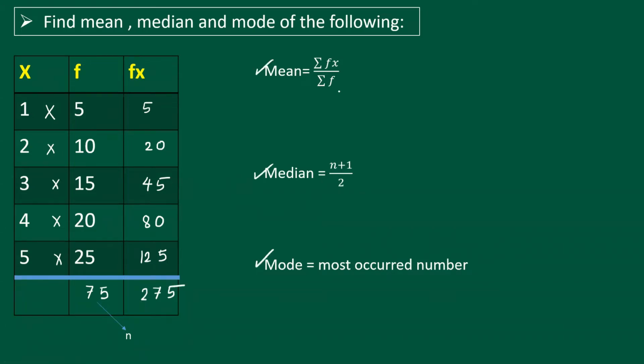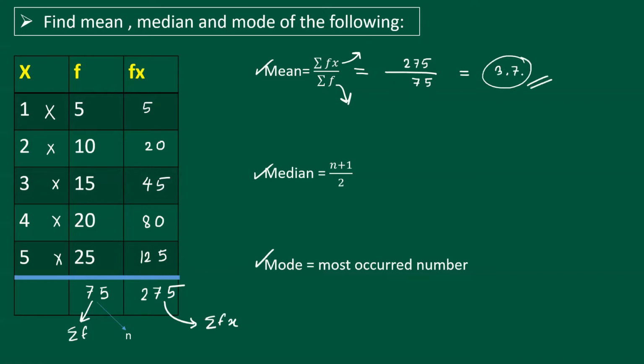So now we will be finding out the mean of this group data. And the formula for finding out mean is sum of fx by sum of f. Now, the interesting part is we have already found the fx and f in my table. So we can see that this 275 is my total fx and this 75 is my total f. Now, using these two values, I can easily find out the mean. If we just put it in our calculator, we can find out that my answer to the mean is approximately 3.7.